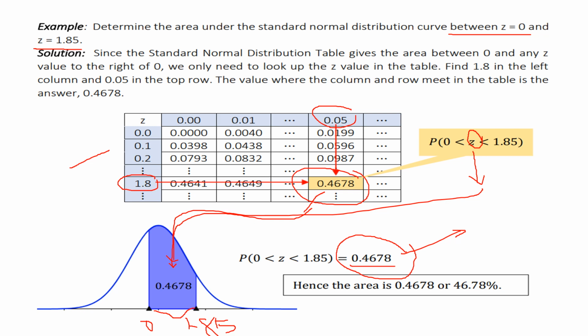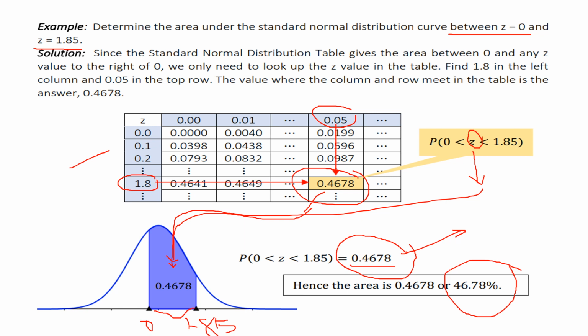If we're asked to convert this to percent, we just simply multiply this 0.4678 by 100. So it's simply 46.78%. That's how easy it is to convert this decimal to percent. We just simply multiply the area that we get from your z table by 100, and that's it.